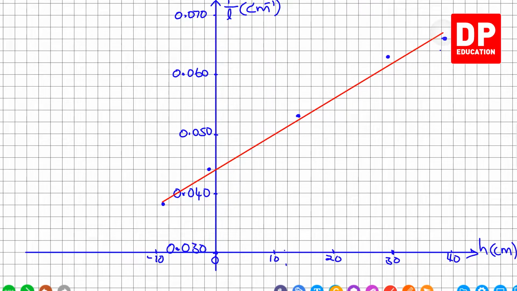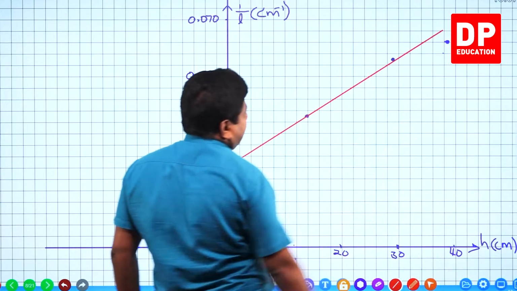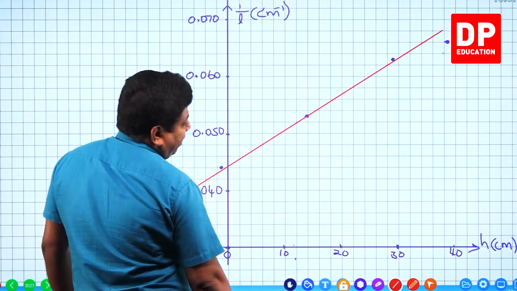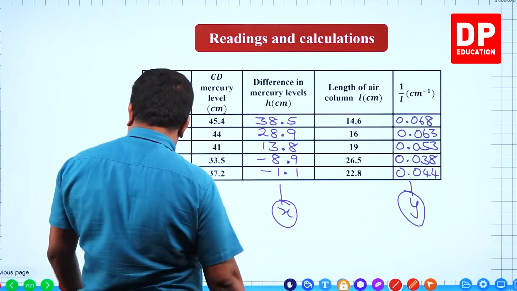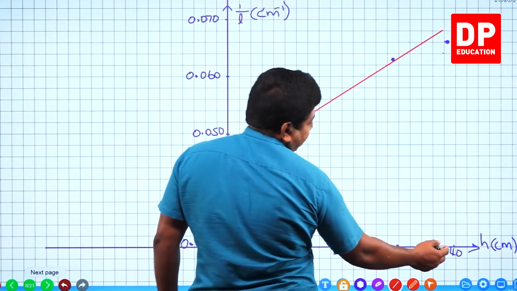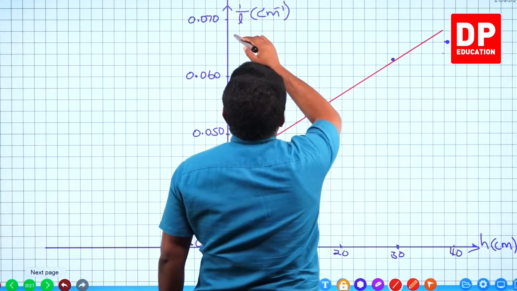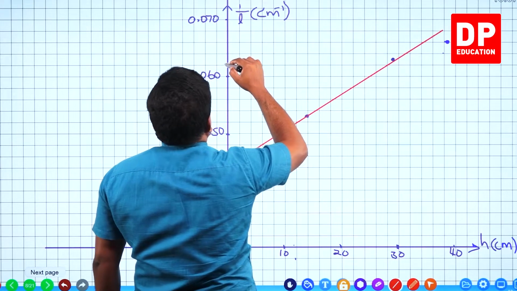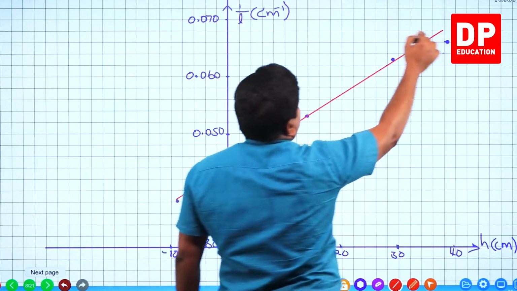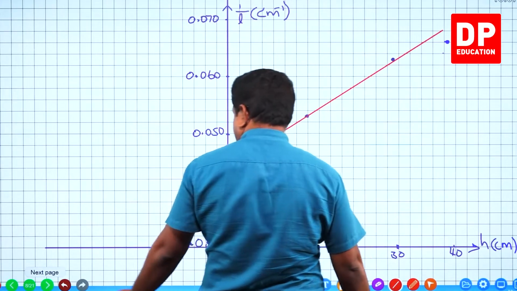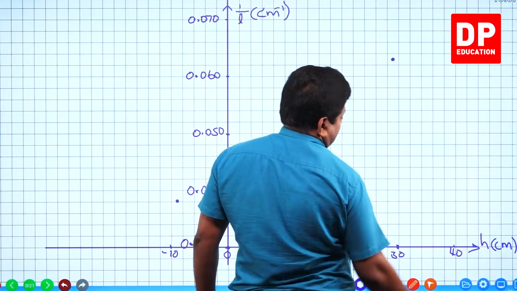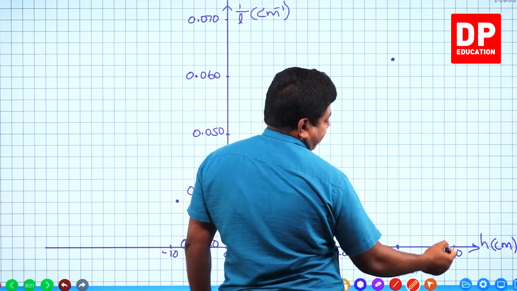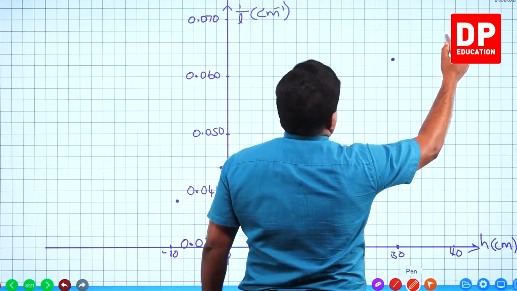I think a line like this could be the line of best fit. Can you see? Only this point is an exception. Let me check that point again. That point is 38.5, 68. Check that again. 38.5 is here. 68. Oh, we made a mistake. 62, 64, 66, 68. The point should have been here. We made a mistake. We'll draw it again. 38.5, 68 has to be here.